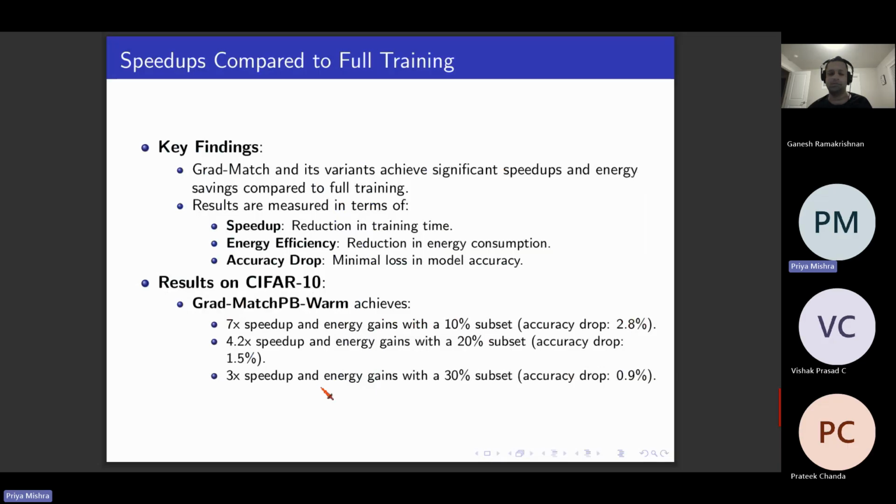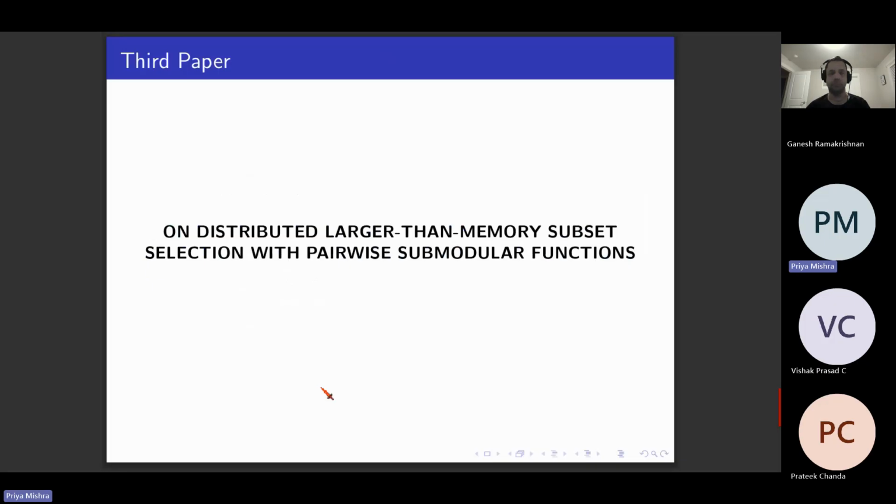Selecting a 10% subset, we are getting a 7 times speed up, and there is an accuracy drop of 2.8%. And selecting a 20% subset, we are getting 4.2 times speed up, and there is an accuracy drop of 1.5%, and 3 times speed up when we use a 30% subset. And I am also explaining briefly about the third paper too.